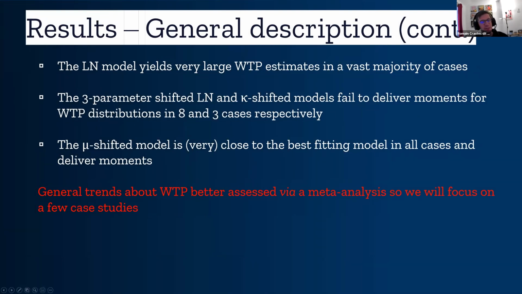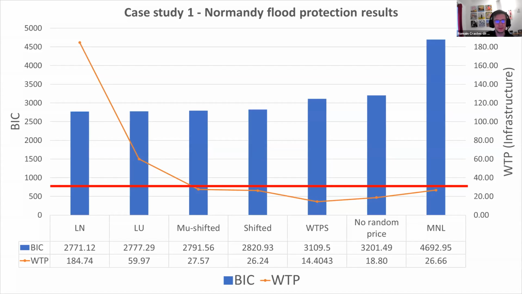However, the mu shifted model is extremely close to the best fitting model in all cases. The difference is marginal in all cases, and it delivers moments in all cases. So general trends about willingness to pay are better assessed via meta-analysis. So I will focus on a few case studies to show the usefulness of the method. So here come the results.